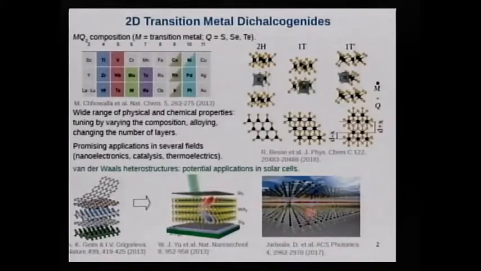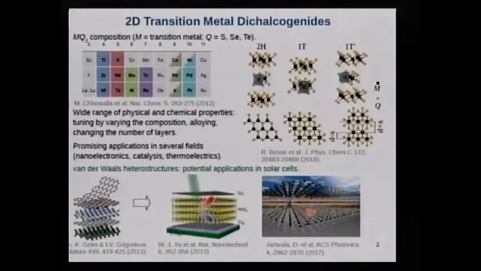And these layered crystal structures appear as polymorphs, which depend on the coordination environment of the transition metal. We have the trigonal prismatic coordination in the 2H phase. We have the octahedral coordination in the 1T phase, and the distorted octahedral coordination in the 1T prime phase. And this wide range of chemical compositions that can be obtained in these two-dimensional materials offers a lot of possibility to tune these properties by varying the chemical composition and also by alloying, and in the context of two-dimensional materials, by changing the number of layers. And this offers promising applications in several fields, going from nanoelectronics to thermoelectrics applications.